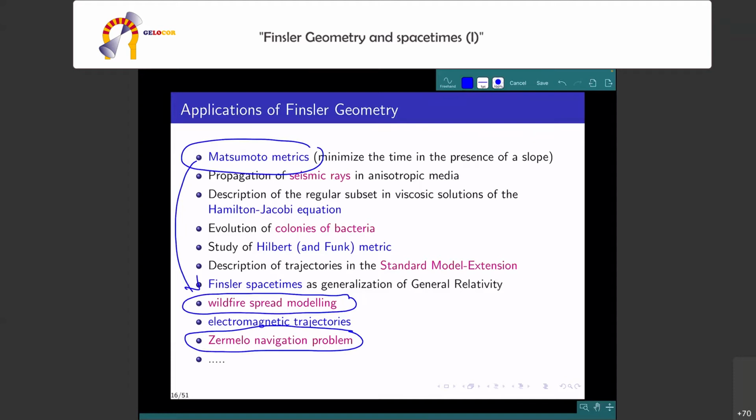But in a wildfire, it is the opposite. The fire goes up faster than it goes down. Okay.